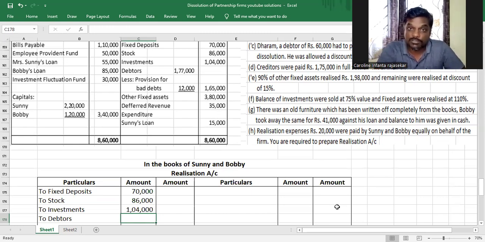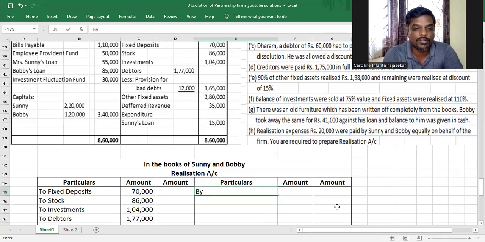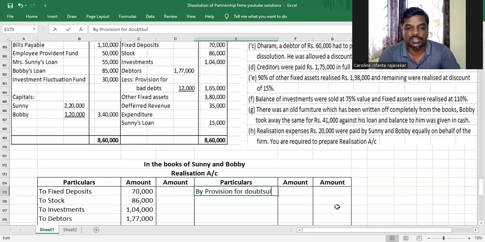See, when you have debtors, less provision for doubtful debts, you have to transfer the full value of the debtors, understood or not? Gross amount of the debtors, which is 1,77,000. And you have to transfer provision for doubtful debts as a liability, understood or not, my dear children? And you're not supposed to transfer the net amount 1,65,000. That would be wrong. So you transfer debtors 1,77,000, the gross amount of debtors, and provision for doubtful debts will be taken as a liability to the credit side of the realization account. Remember this, my dear children. A lot of children forget to transfer provision for doubtful debt.